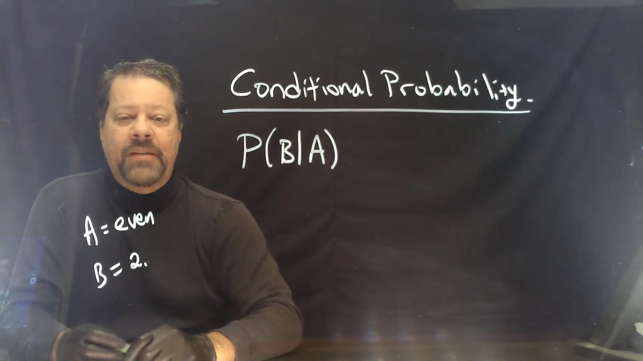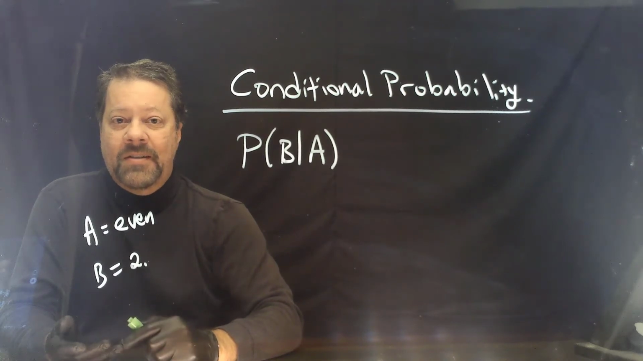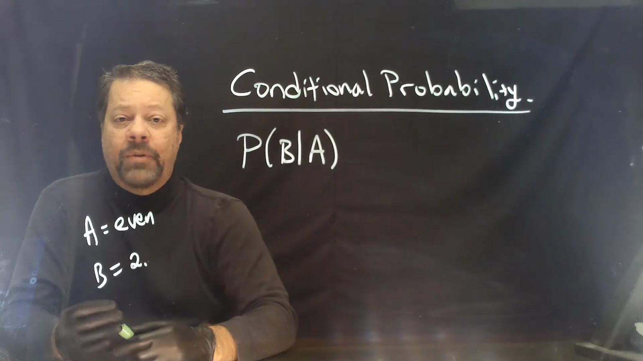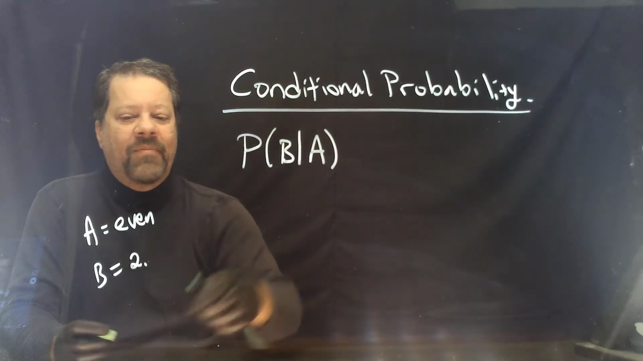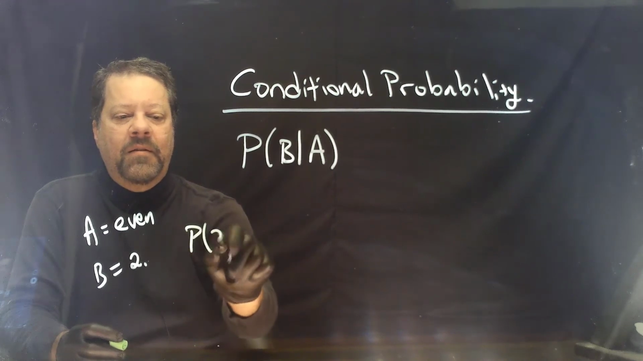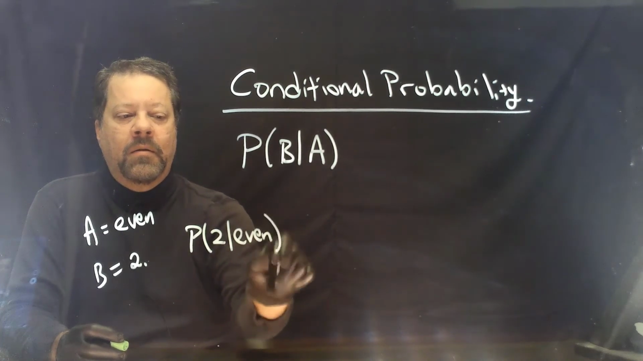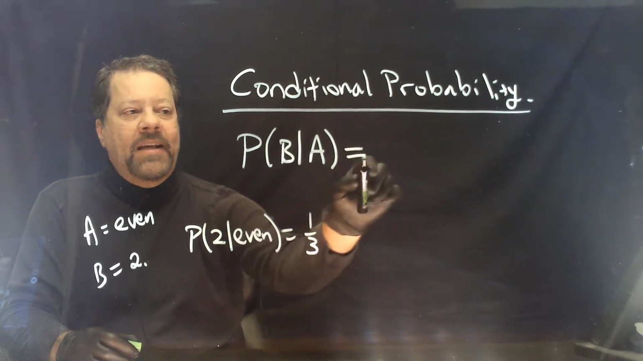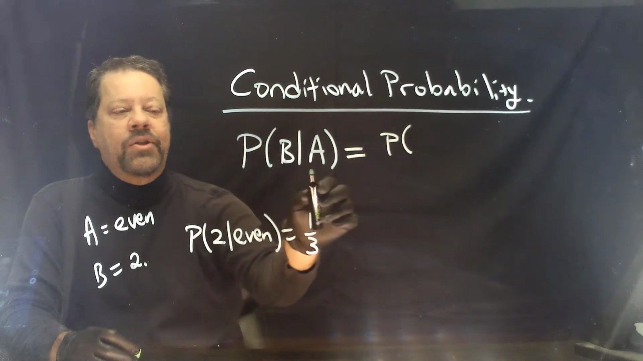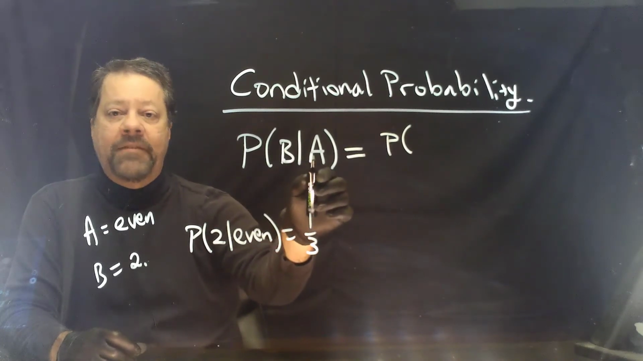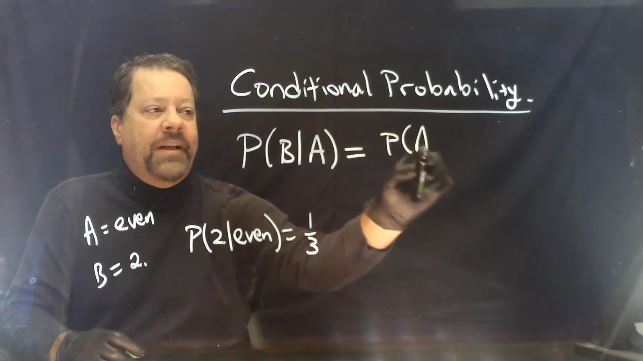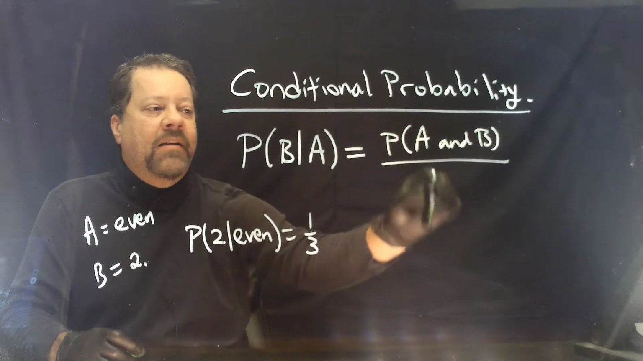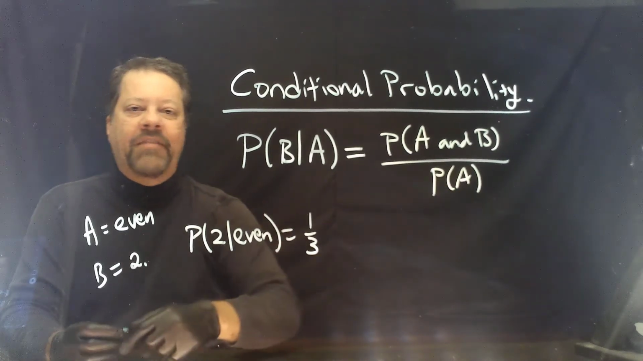Well, there are only 3 even numbers on a die, 2, 4, and 6. So if we know that we have rolled an even number, the probability that we've rolled a 2 should be 1 in 3. A formula that works in all cases is the conditional probability of event B given event A is the probability of A and B divided by the probability of A.